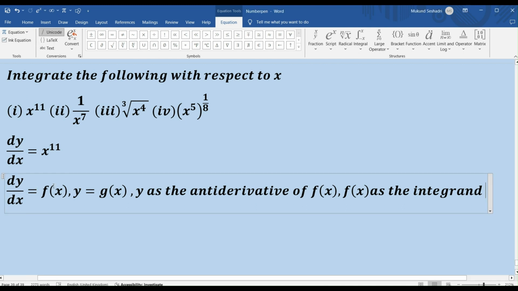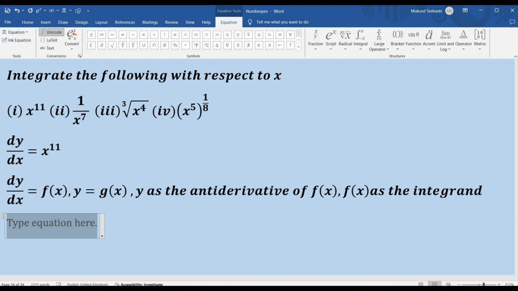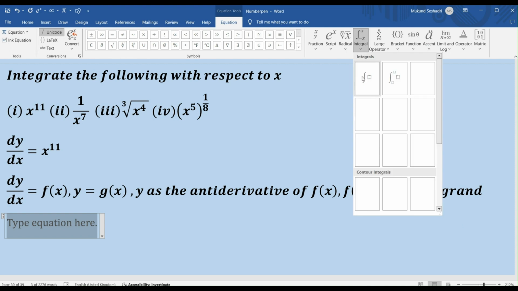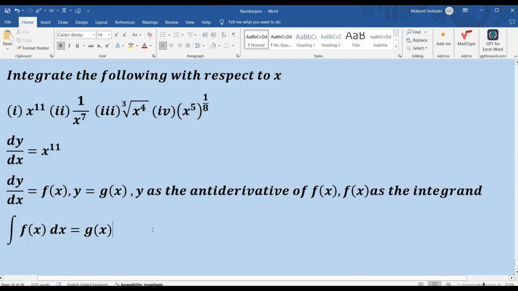And we use the integration symbol, which is denoted by this symbol, right? This is the symbol that we use for integration. So when I write my dy by dx equals f of x, what it actually means is my integral f of x dx is equal to g of x, right? So this is what it means, right?